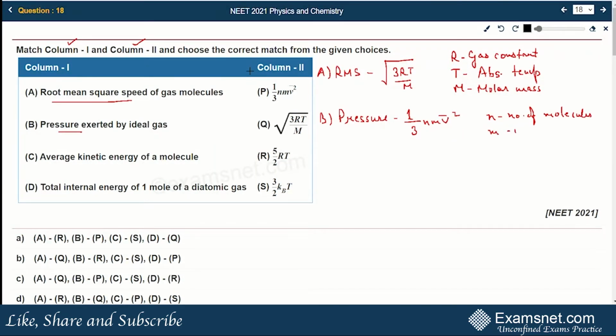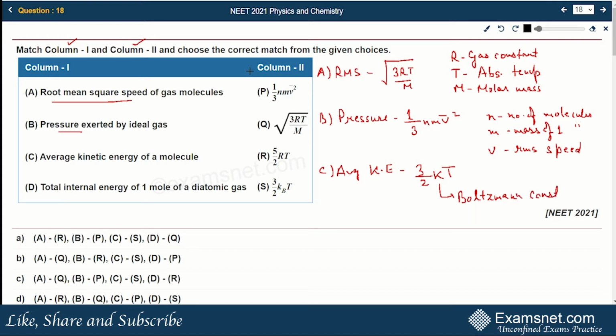M is the mass of each molecule, or you can say mass of one molecule, and V is the RMS speed of the gas molecules. Third one is average kinetic energy of a molecule. It is given by the formula 3 by 2 kT. Here K is the Boltzmann constant, therefore it is also written as Kb. What is the formula to find out Kb? Kb is equal to gas constant divided by Avogadro number.